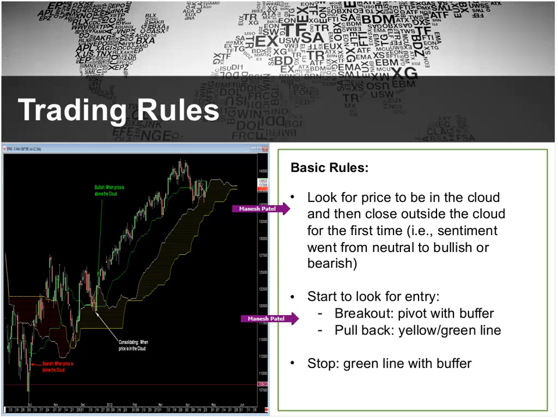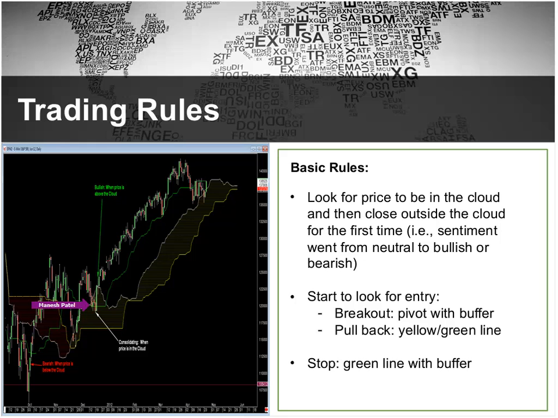Once you get that, then you have to determine what your entry is going to be. There's two types of entries, of course, for different personalities and trader profiles. One could be a breakout where you wait for a pivot to form, and then you enter with a pivot plus a buffer for bullish or pivot minus a buffer for bearish. If you're a pullback trader, you wait for price, as soon as it breaks out of the cloud, to pull back either to a green line or a yellow line, and at that point, you enter the trade.